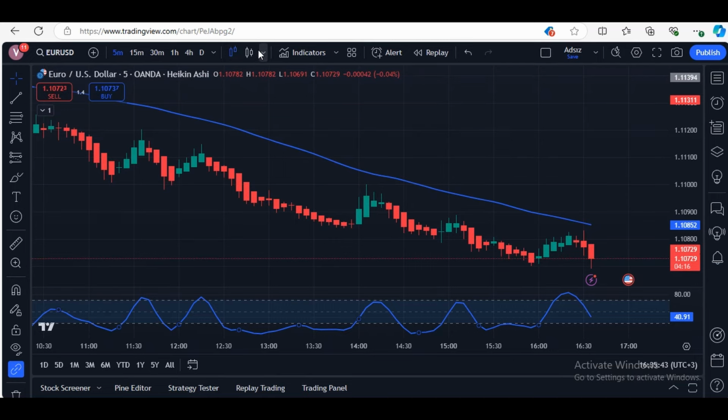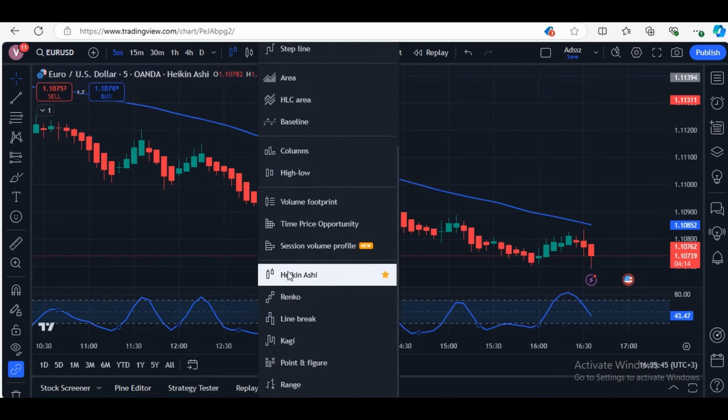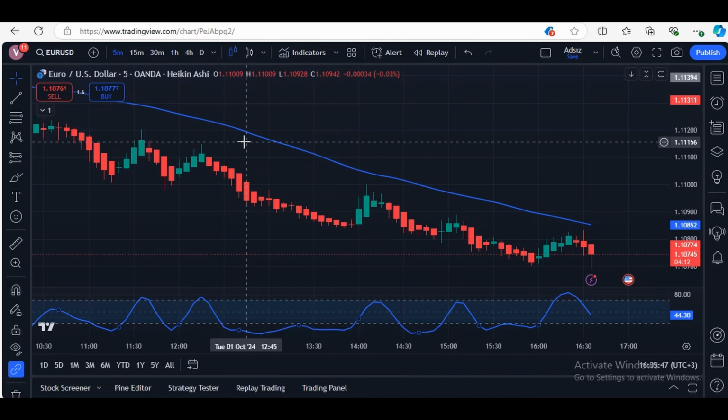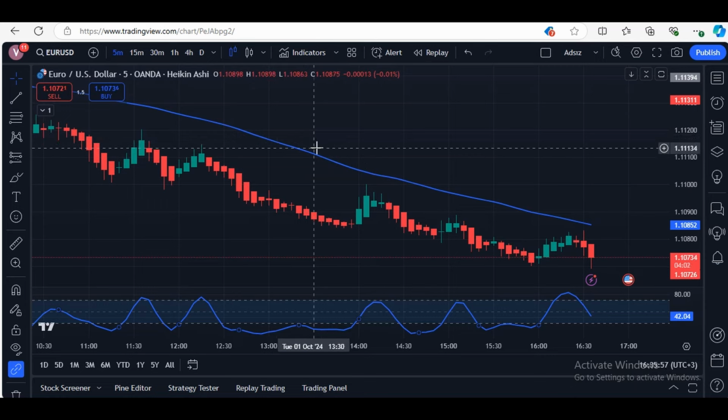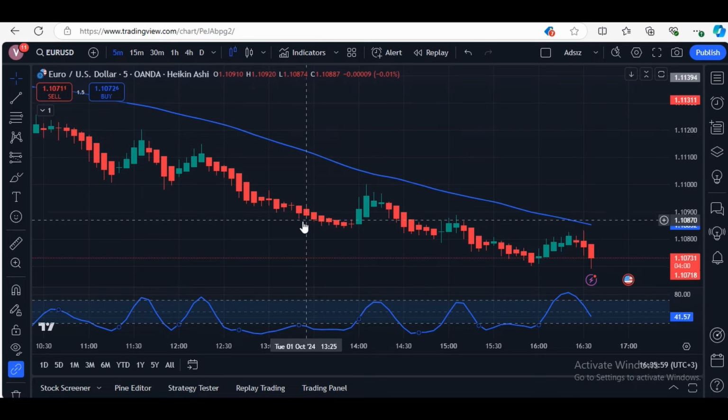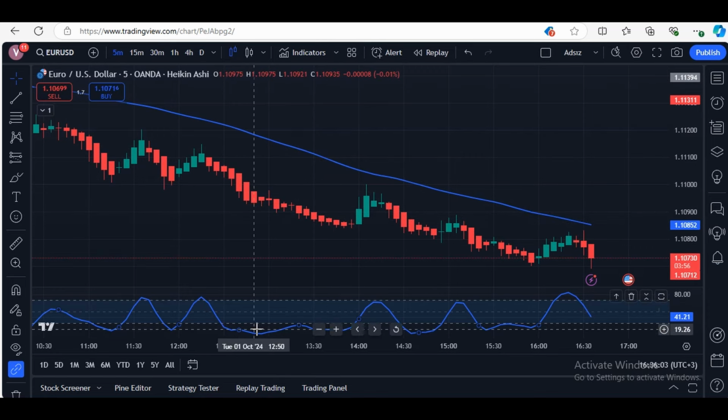Position opening strategy. First, let's look at the trend direction. If the price is above the 50-period simple moving average, it's a bull market. If it's below, it's a bear market. Since this strategy is trend following, we should not open positions against the trend. For example, here the price is below the 50-period simple moving average.